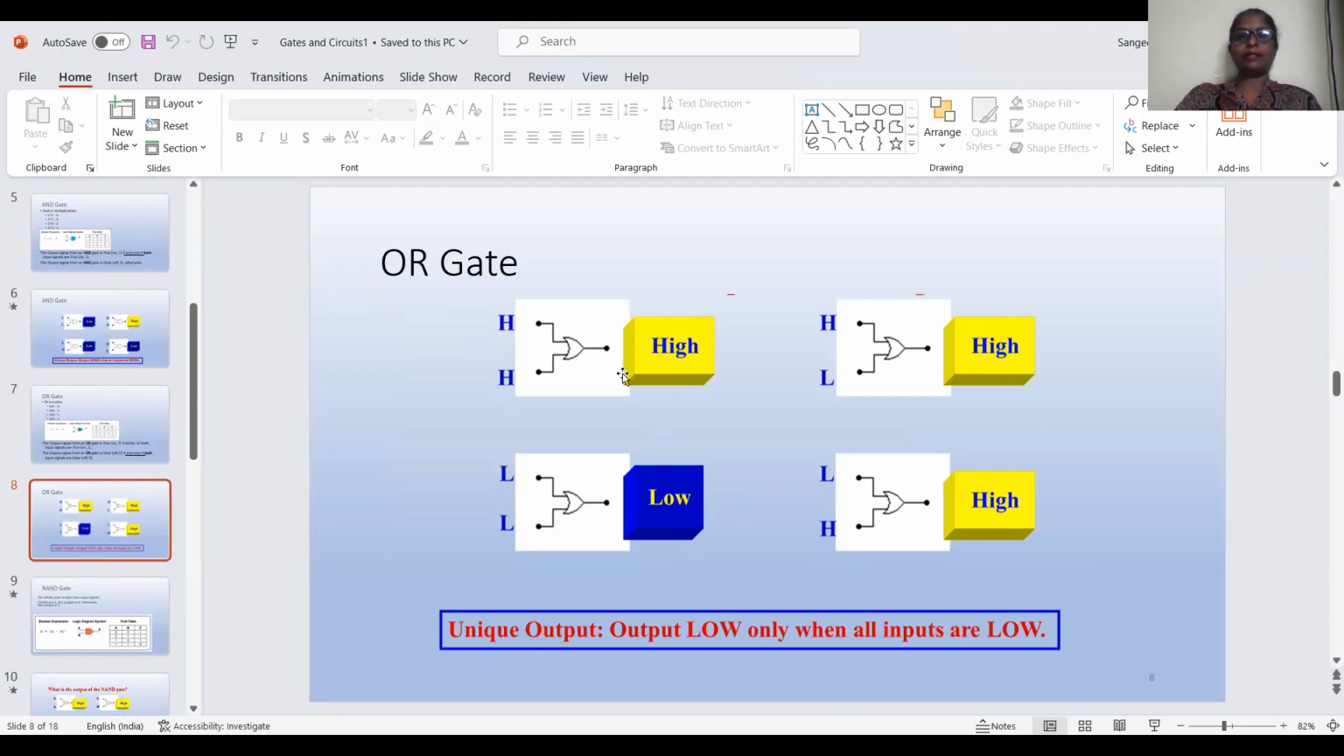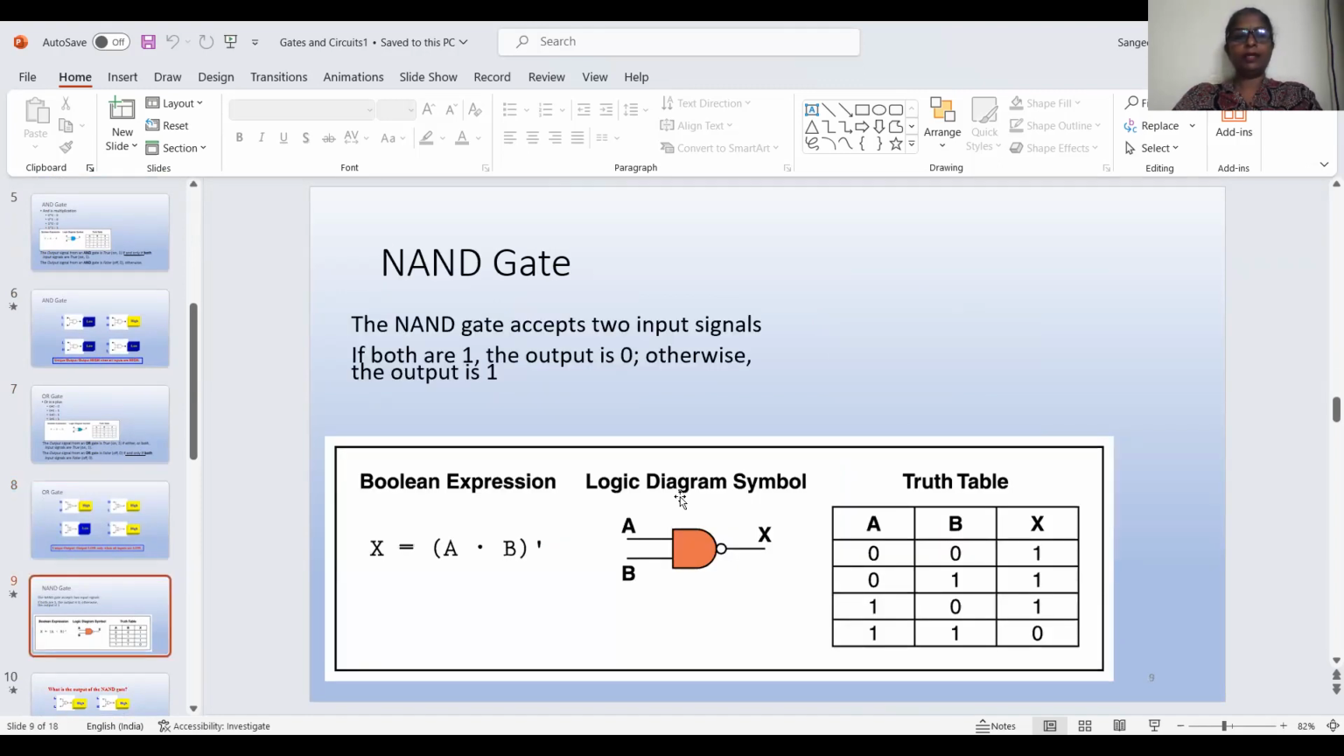The simple representation here is that if it is high, high, it will be high. High, low, then it will be high. If it is low, high, then it will be high. If it is low, low, then it will be low. Okay. So the basic gates are over.